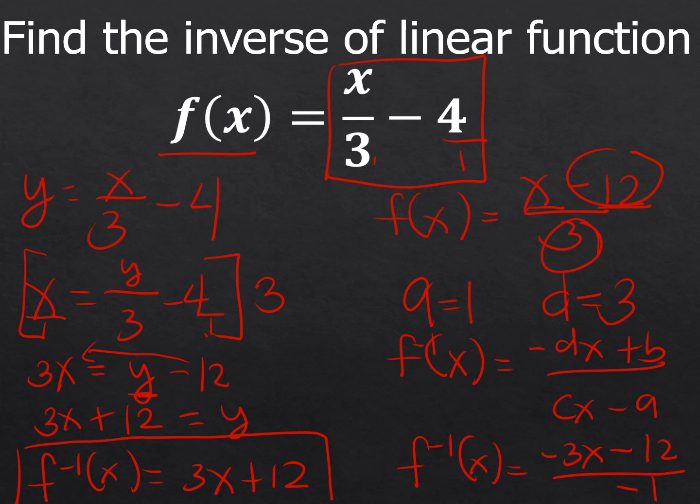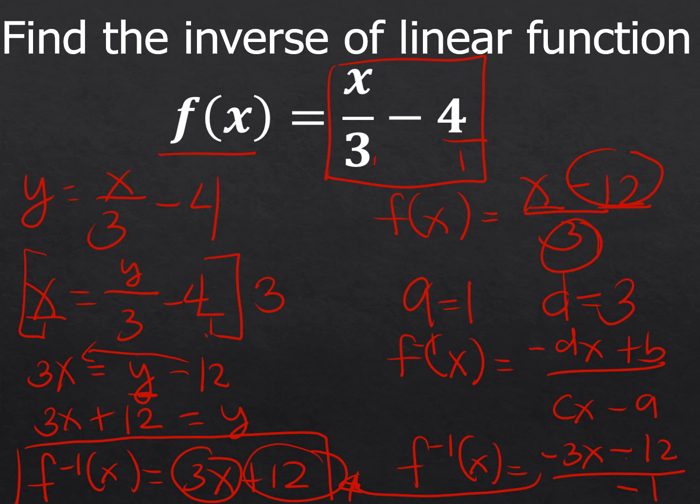As you can see, everything has a negative sign. So by just simplifying this one, negative 3x divided by negative 1, it will become 3x. And negative 12 divided by negative 1, it will become plus 12. So therefore, the simplified form is also this one. The inverse function f raised to negative 1 of x equals 3x plus 12.